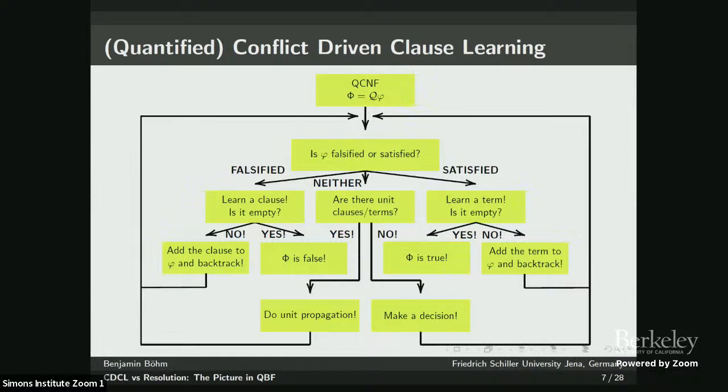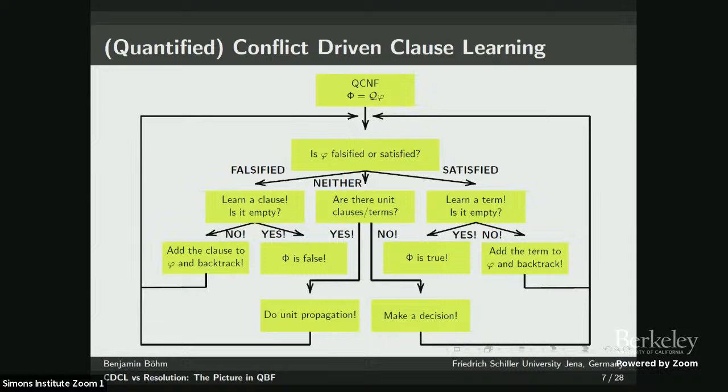So let's say it's not falsified and not satisfied. So we check if there are unit clauses or unit terms. That's now new, that you also check for unit terms, because you need terms for QBFs. So a term is just the opposite of a clause. And if there are any unit clauses or terms, you do unit propagation, and if not, you make a decision, and then you go up here again and check again.